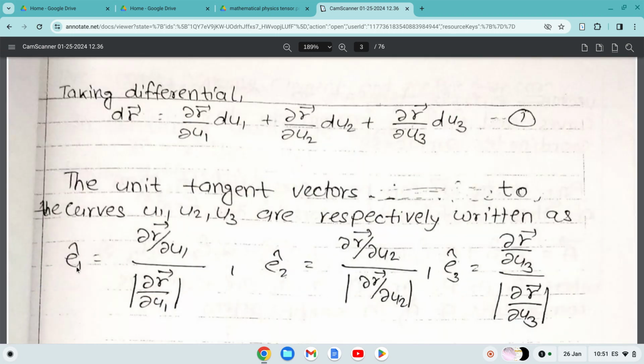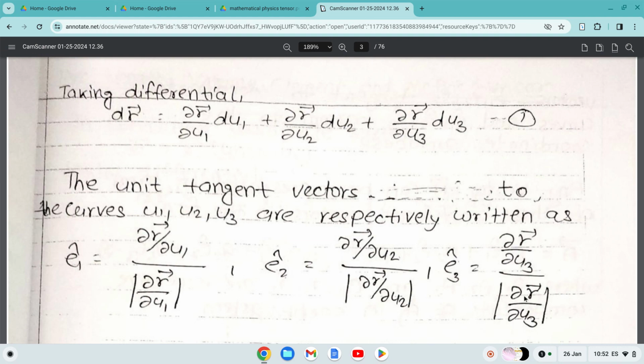You can see here u1 cap equals del r vector divided by del u1, divided by the magnitude of del r by del u1. We have known that if we take the unit vector of any quantity, we should divide this vector by the magnitude of the same vector, then we can get the unit vector. This is the unit vector of one curve, and this is the unit vector of another curve, and this is the unit vector of another tangent.